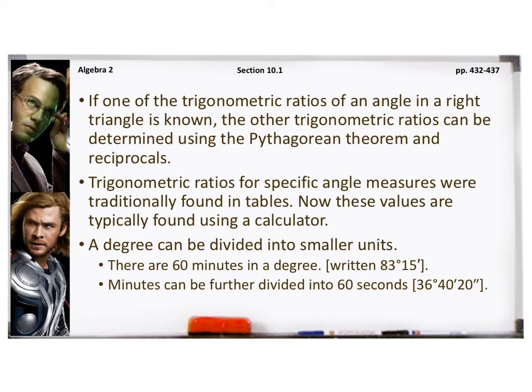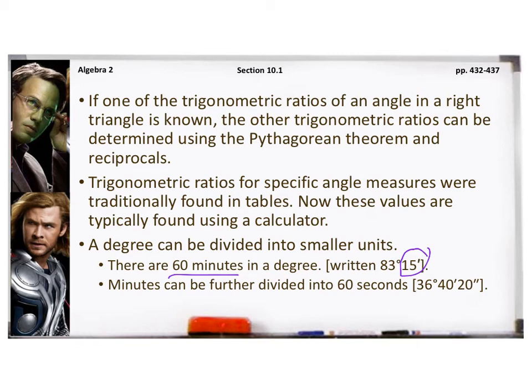Now, this is the other important thing for this lesson. A degree can be divided into smaller units. There are 60 minutes in a degree. So just like an hour, there are 60 minutes in a degree. It is written with that apostrophe. Single apostrophe means minutes. So 83 degrees, 15 minutes.